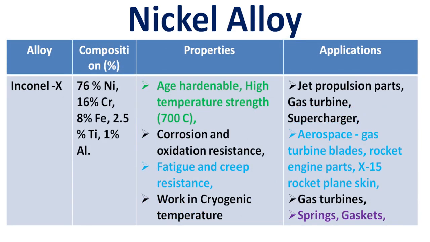Next is Inconel X. Its composition is 76% nickel, 16% chromium, 8% iron, 2.5% titanium and 1% aluminum. It is age hardenable, with high temperature strength up to 700 degrees Celsius, high corrosion and oxidation resistance, and fatigue and creep resistance. It works at cryogenic temperatures, that is, less than 0 degrees Celsius.